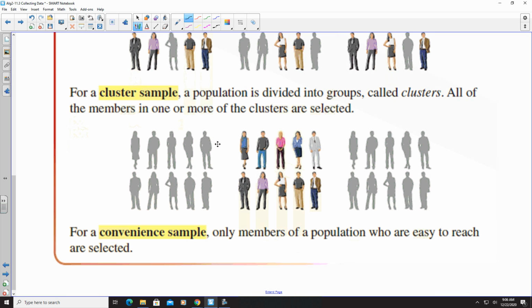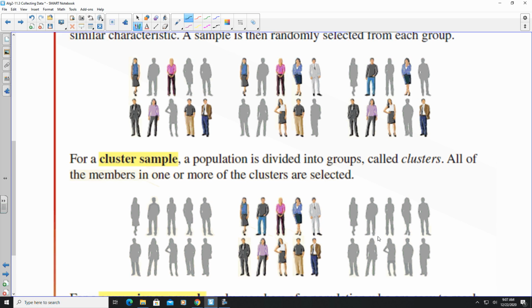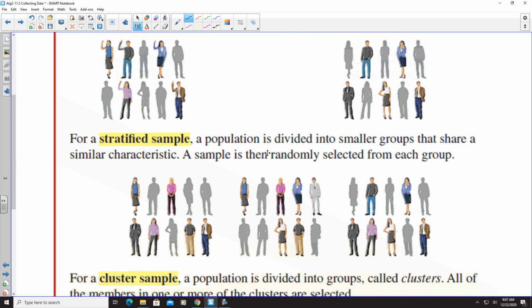And then we have a cluster sample, where a population is divided into groups called clusters. All the members in one or more of the clusters are selected. And then finally, you have a convenience sample, where only members of a population who are easily reachable are selected. And again, there are advantages and disadvantages for using these different types of samples.